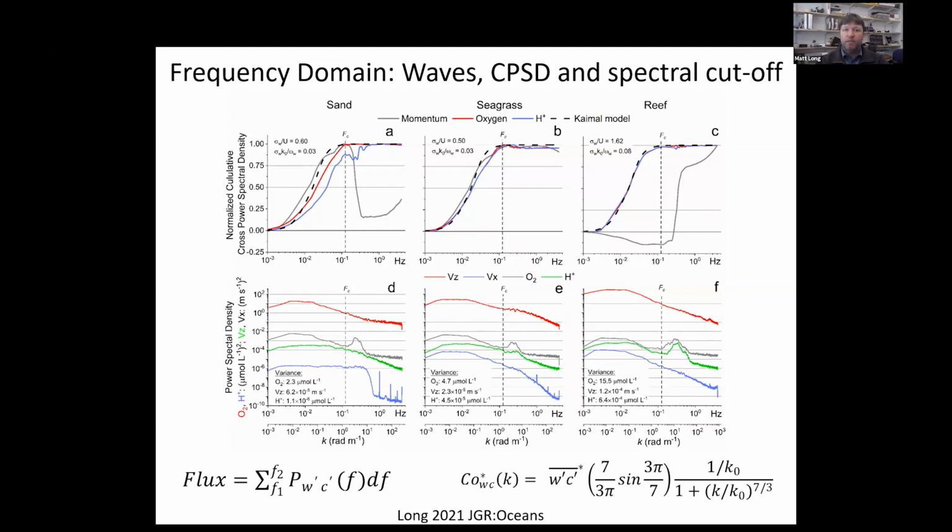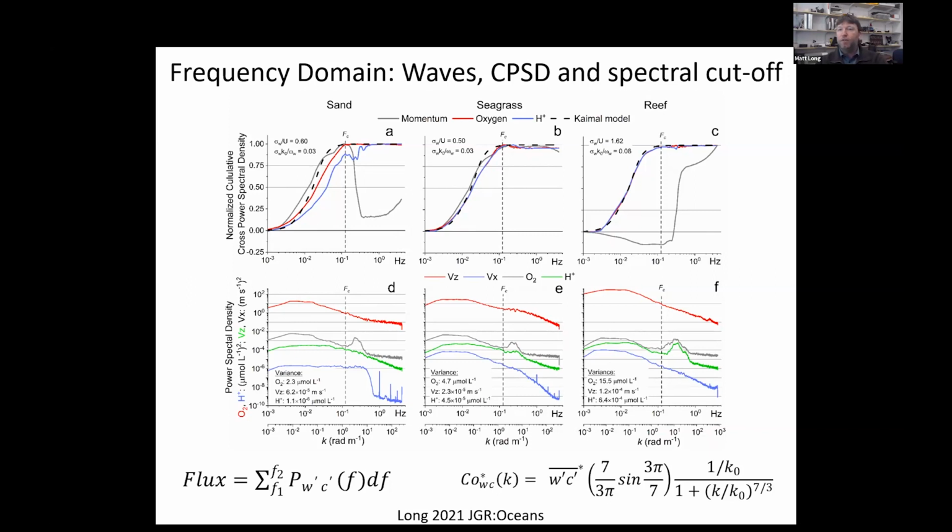And what you can see, for example, in the momentum fluxes and the gray line on the top panels, is that at the wave frequency you can have very large contributions to that momentum flux, which is caused by wave bias. You can also see that in some cases in the oxygen and in the hydrogen ion concentration. And these are actually very nice spectra that I'm showing here. There are other spectra where there are significant contributions at wave frequencies, which is biased in our flux signals.